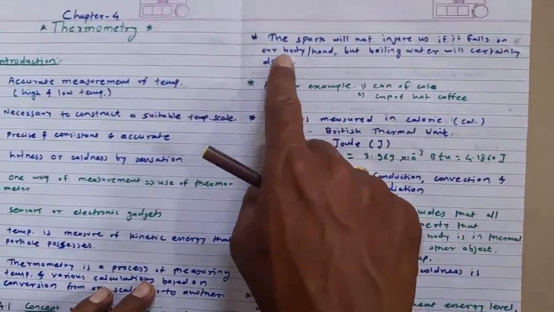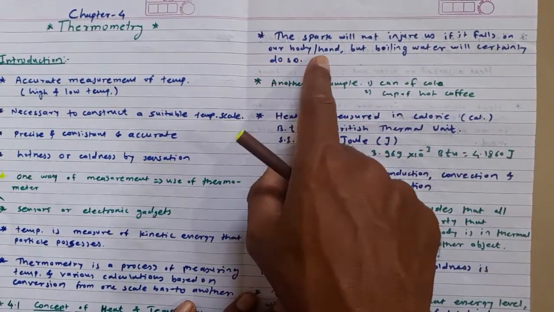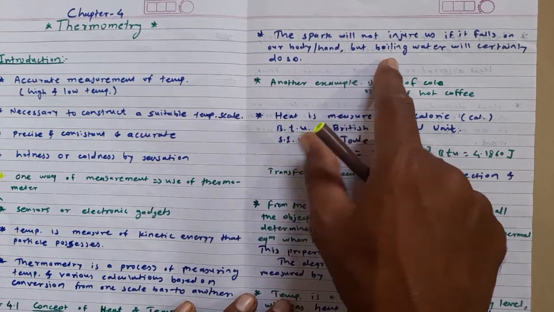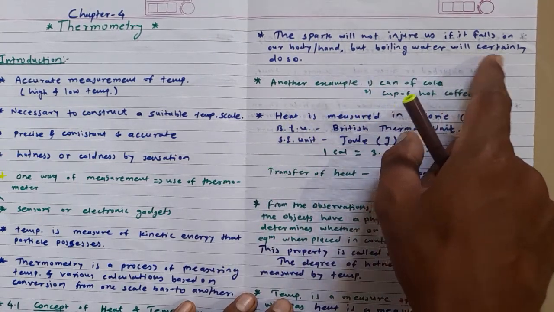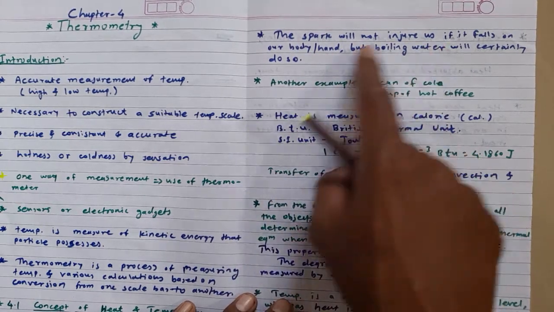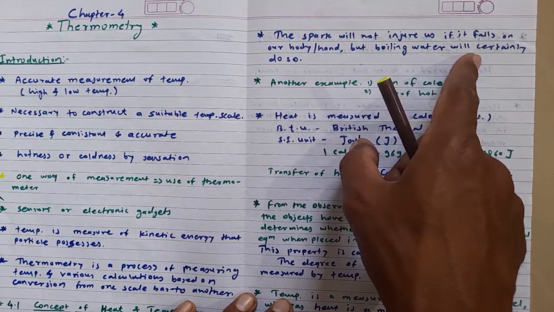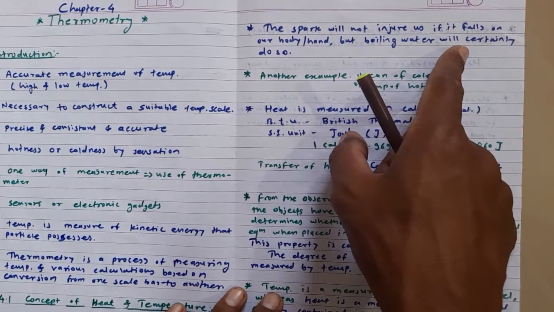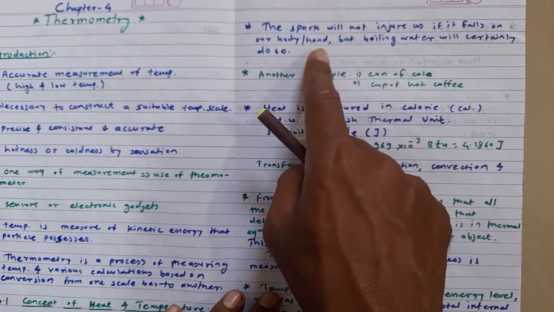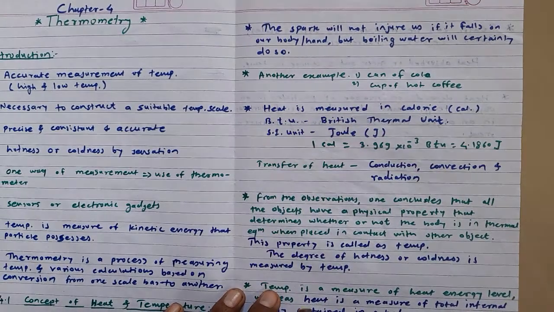The spark will not injure us if it falls on our body or hand, but boiling water certainly will. So the spark will not hurt or injure us, but the boiling water certainly does. So this is the actual difference between having the temperature and the heat, right? Let's try to understand what it is.